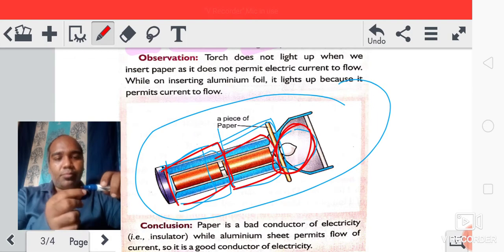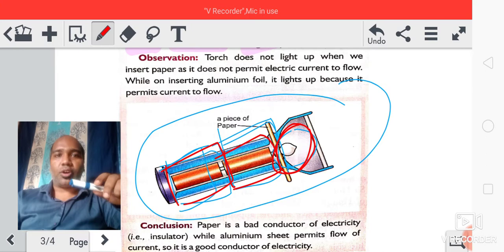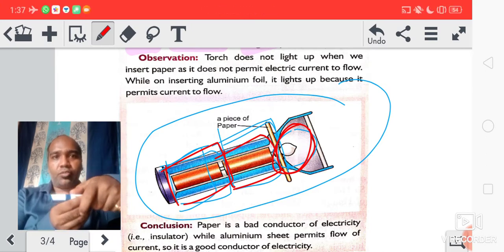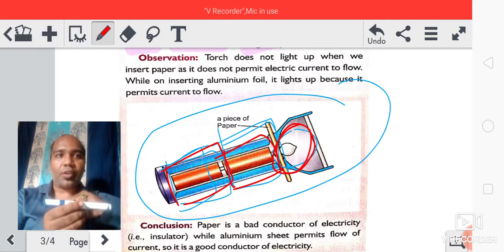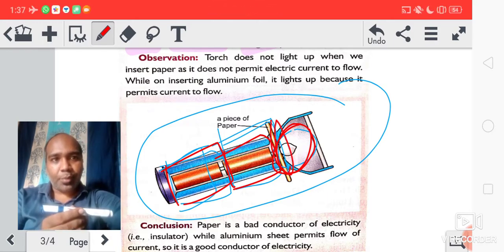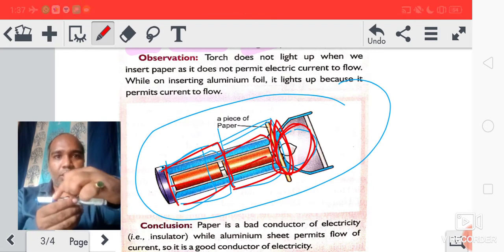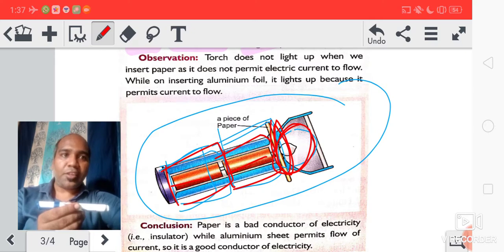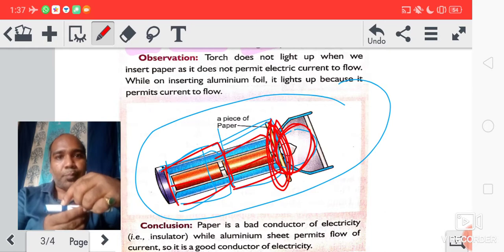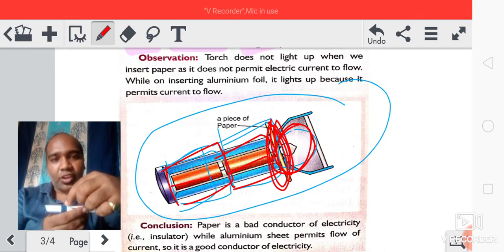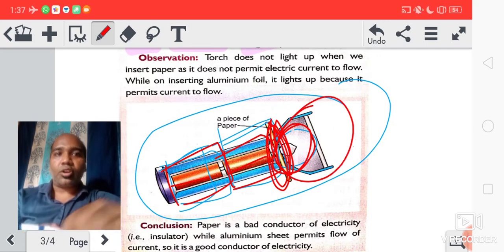one sheet of paper, and you fix the torch, what will happen? Then you switch it on, it will not light up. Why? Because paper is a bad conductor of electricity. In between, paper is there. So from one battery to another battery, current does not pass. Paper is a bad conductor of electricity, so it is not allowing the current to pass through the paper, so this bulb is not glowing.